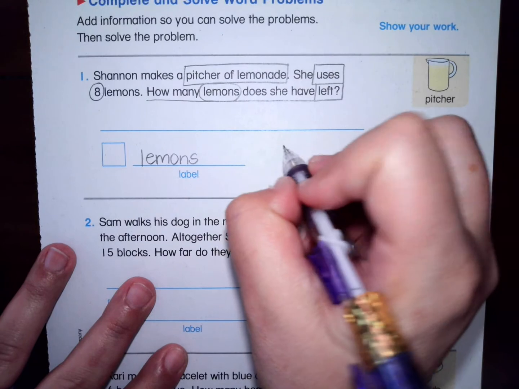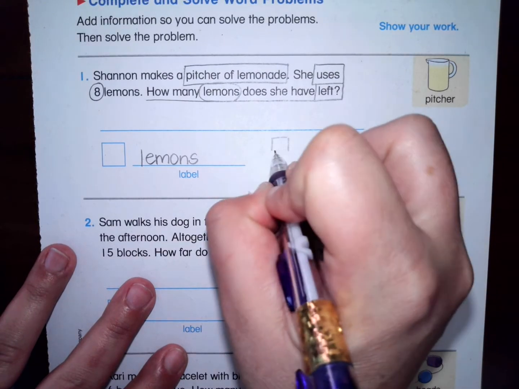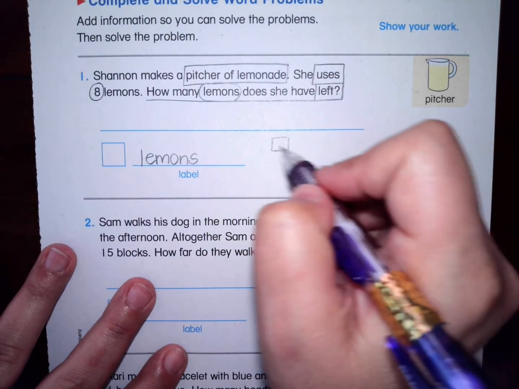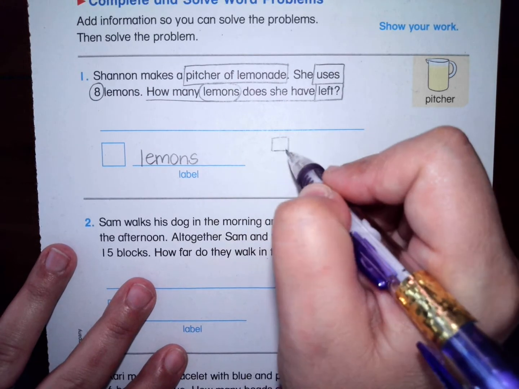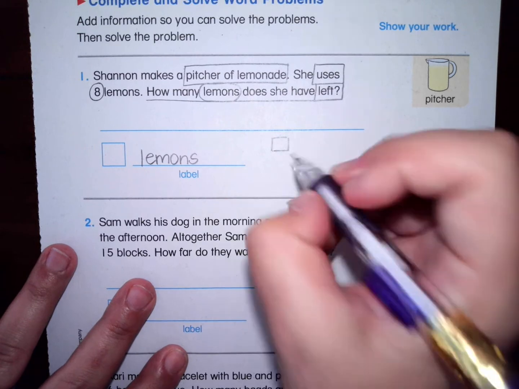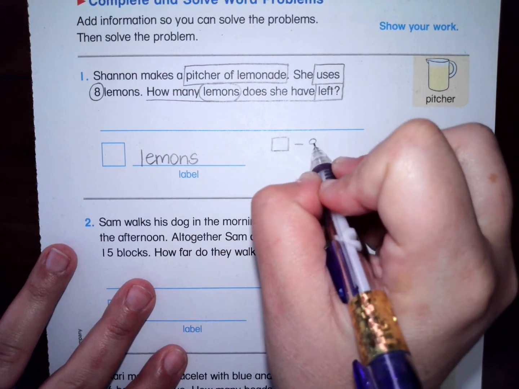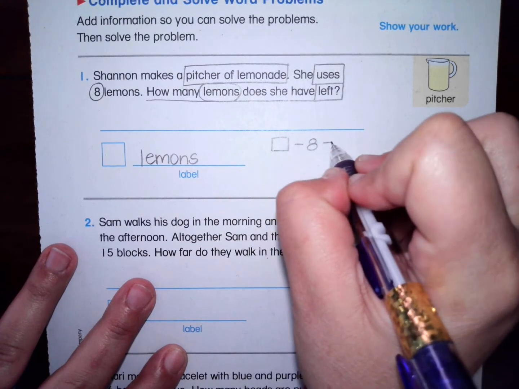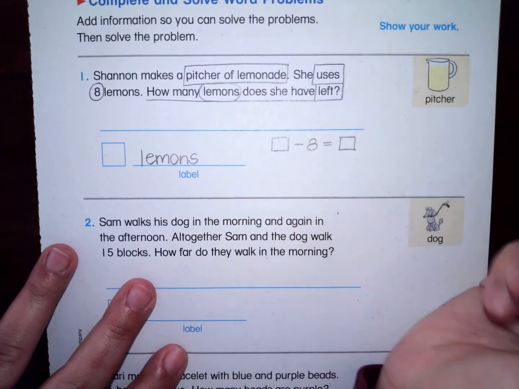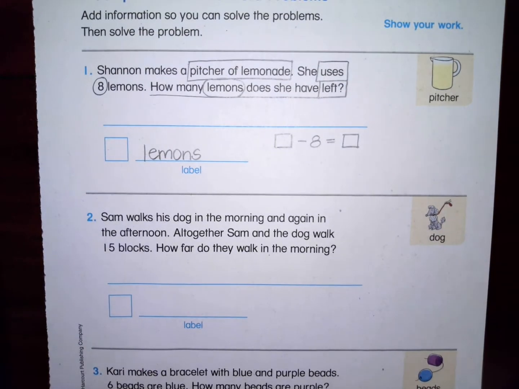So if I were to write that equation, I know she is making a pitcher of lemonade with a large amount of lemons. I know she's using 8 of them, so that tells me minus 8. And I'm trying to figure out how many does she have left. Well, you guys know that you cannot solve a problem that looks like this. So which one do we need to fill in that missing information?